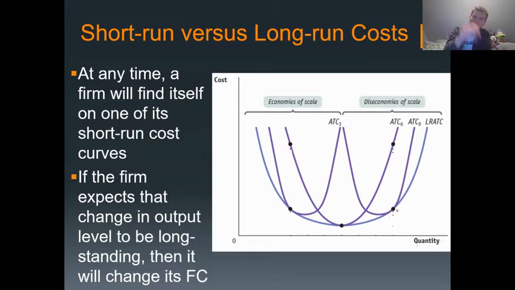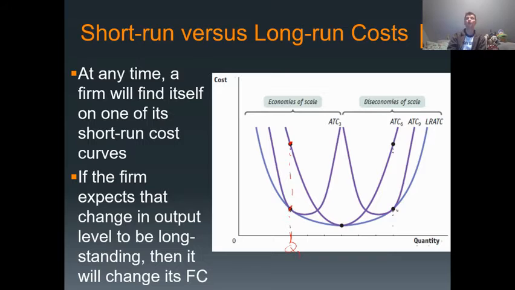So the way to think about this and to analyze which curve you should find yourself on is that you're going to find yourself on one of the short-term curves at any point. So let's say we have a quantity right here at Q1. We might find ourselves on ATC3. We might find ourselves there. Or we might find ourselves on ATC6. That quantity can be produced by either of those curves.